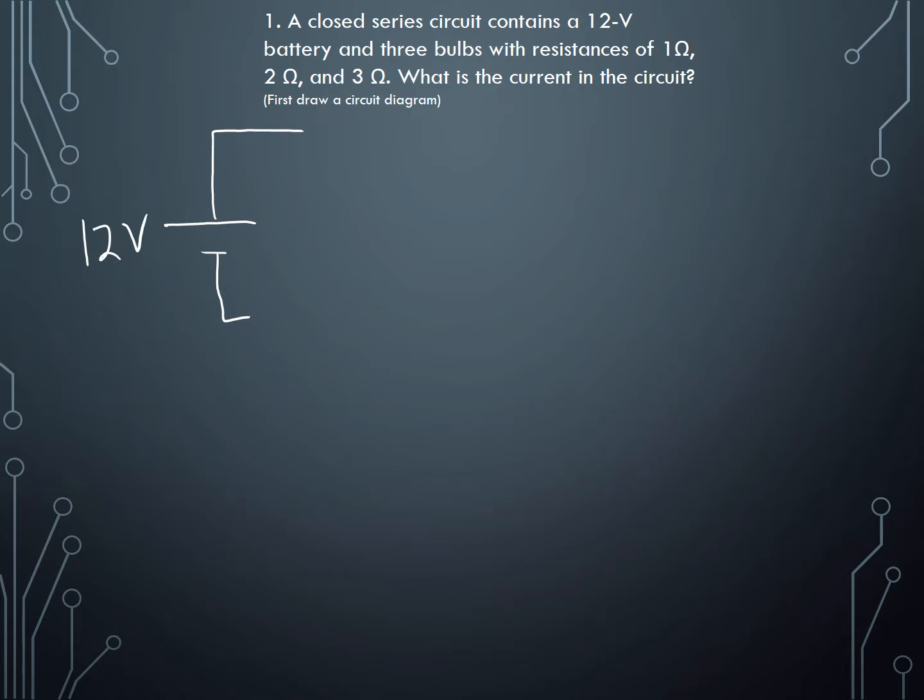Then we have 3 resistances, and we denote that with this symbol. That's 1 resistance, and maybe I'll add another one here, and another one here just to make it all even, but it doesn't matter where I put them as long as there's 3. So one is 1 ohm, one is 2 ohms, and another is 3 ohms.